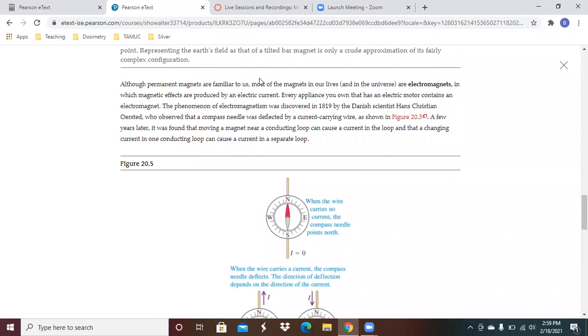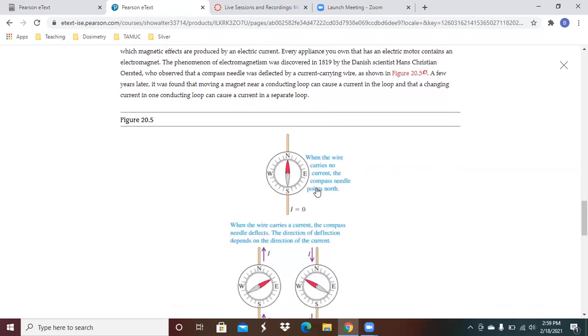Although permanent magnets are familiar to us, most of the magnets in our lives are electromagnets, in which magnetic fields are produced by an electric current. Every appliance you own has an electric motor containing an electromagnet. The phenomenon of electromagnetism was discovered in 1819 by Hans Christian Ørsted, who observed that a compass needle was deflected by a current-carrying wire. A few years later, it was found that a moving magnet near a conducting loop caused a current in the loop, and that a changing current in one conducting loop can cause a current in a separate loop. So we'll get to all of that later.